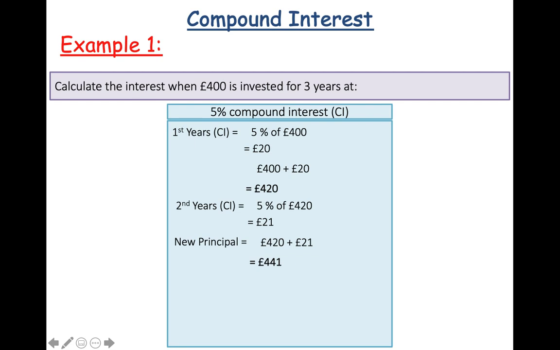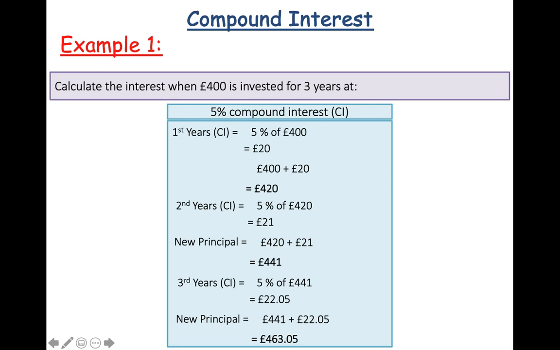And finally, because it's asked you for 3 years, for your third year, you'd find 5% of 441, which would be £22 and 5 pence. And then your new principal, your new amount, will be £463 and 5 pence because you've added it on. So this is how you do it step by step with compound interest.